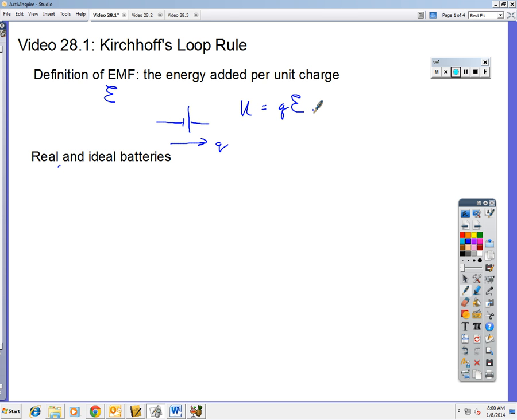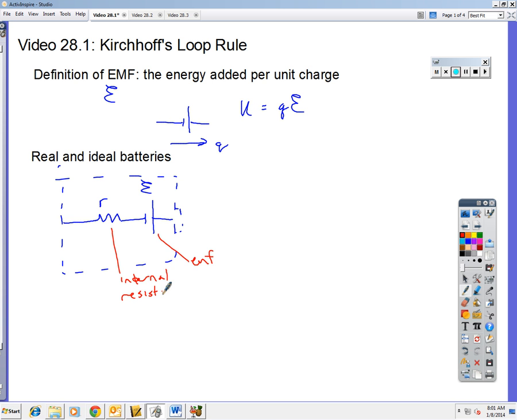And ideal batteries, which are generally what we'll assume we have, just have an EMF. Every time a charge goes through the battery, it picks up this much energy. However, real batteries have internal resistance. And so a real battery is going to be an ideal battery with EMF curly E in series with an internal resistance R. And all of that is inside the battery. So you've got an EMF and you have an internal resistance.